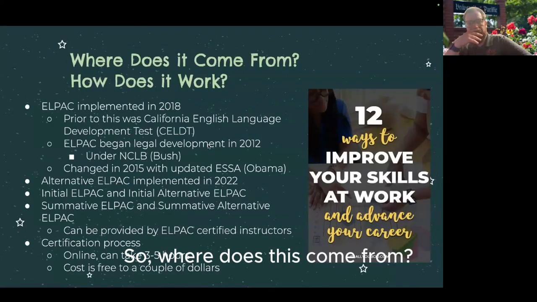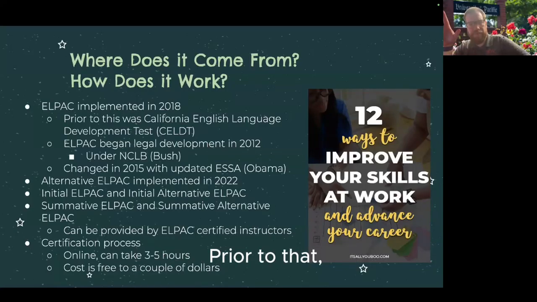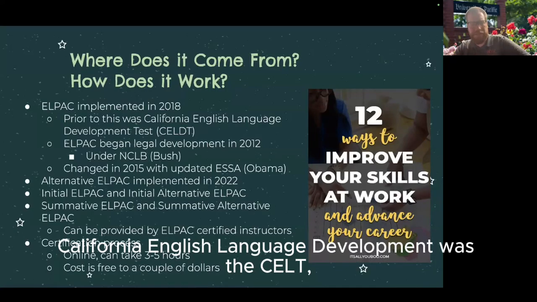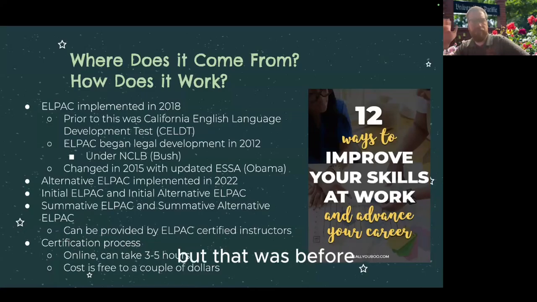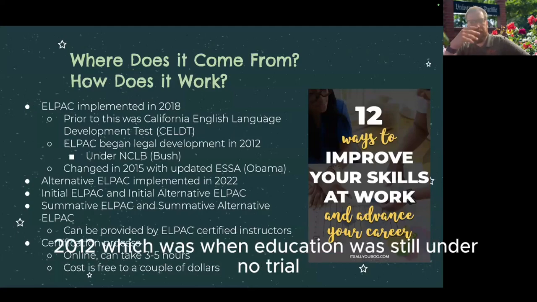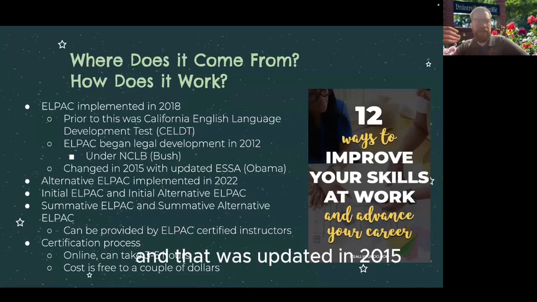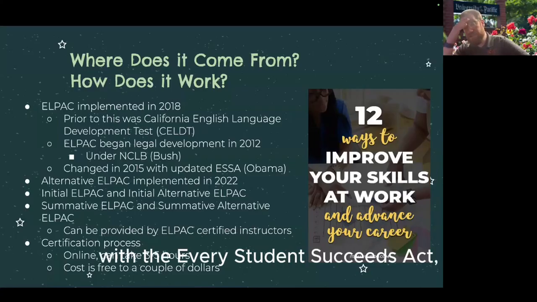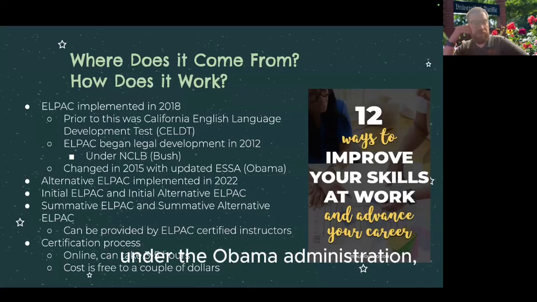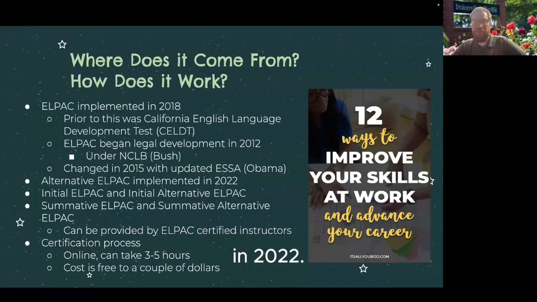So where does this come from? LPAC was implemented in 2018. Prior to that, California English Language Development was the CELT. I don't know if anyone's heard of that, but that was before we got legal development for LPAC under 2012, which was when education was still under No Child Left Behind by the Bush administration. And that was updated in 2015 with the Every Student Succeeds Act under the Obama administration. And we also recently received the alternative LPAC in 2022.